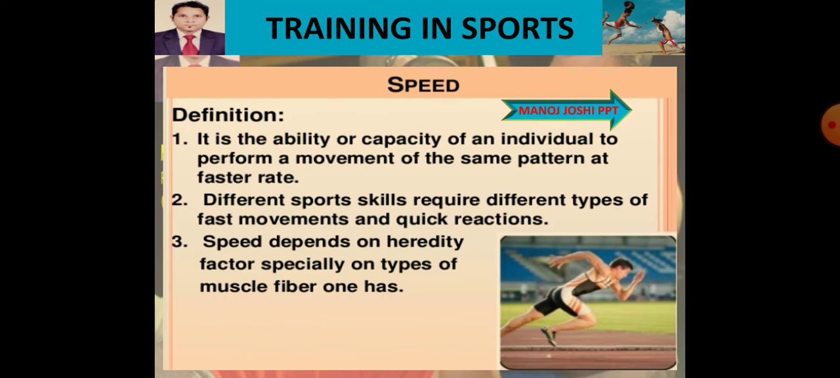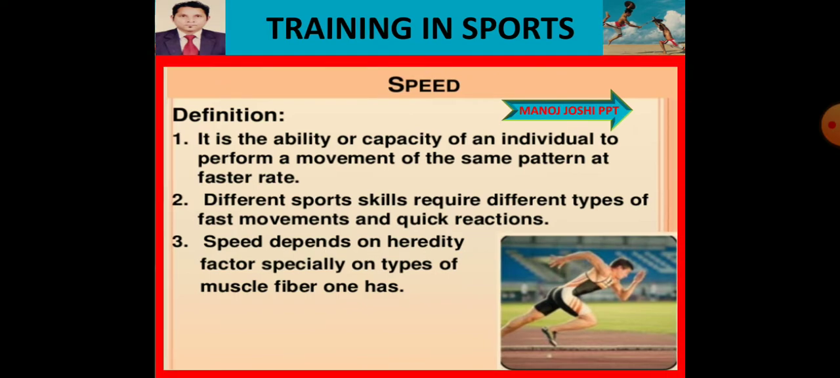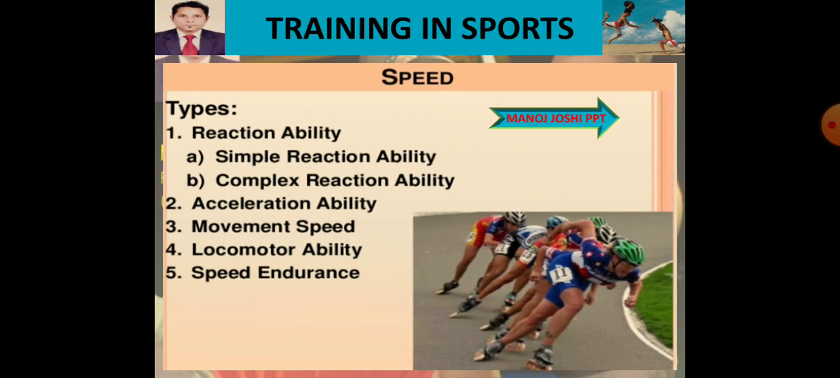Different sports skills require different types of fast movement and quick reactions. Speed depends on heredity factor, especially on the type of muscle fibers one has. We all know we have white muscle fibers and red muscle fibers, fast twitch and slow twitch muscle fibers.